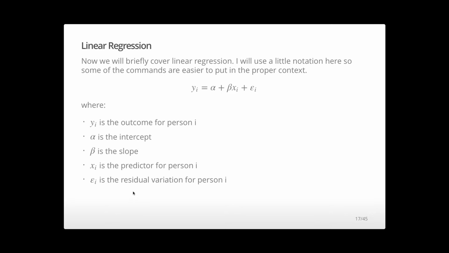So Y is the outcome, alpha is the intercept, beta is the slope, X is some sort of predictor, and the residual variance is assumed to be mean 0. Also, some of the assumptions are that the residuals are orthogonal to the predictors after you regress them out, at least linearly.